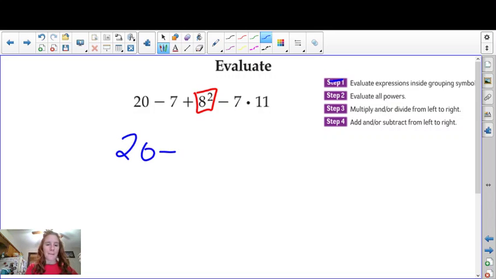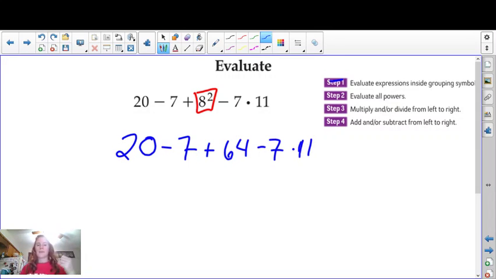So 20 minus 7 plus 8 squared is 8 times 8, which is 64, minus 7 times 11. So my powers are all done. I got rid of those.